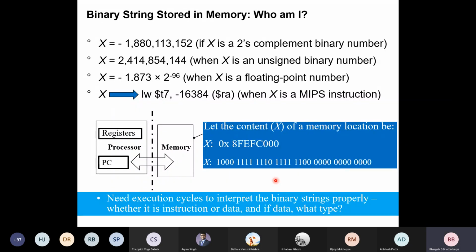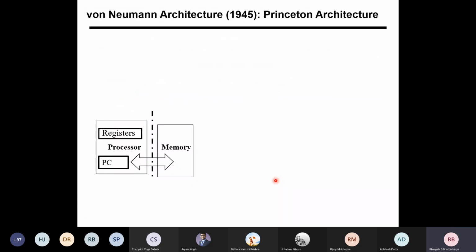So I think you have appreciated the challenge, and now we are trying to discuss the solution to it. All right. So von Neumann architecture, this is also known as Princeton architecture, introduced by John von Neumann.